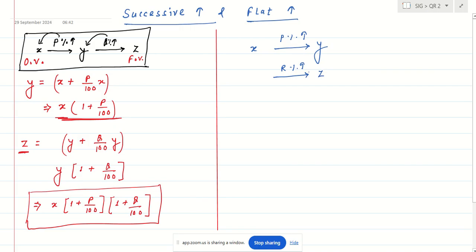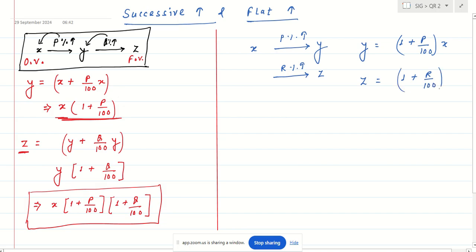So to find the value of z, what is happening? Tell me here, the p percent of what? P percent of x. So if I find the value of y, how do I get it? Same thing: 1 plus p by 100 of x. How to get the value of z? Same: 1 plus r by 100 into x. That is a flat increment. Not into y.